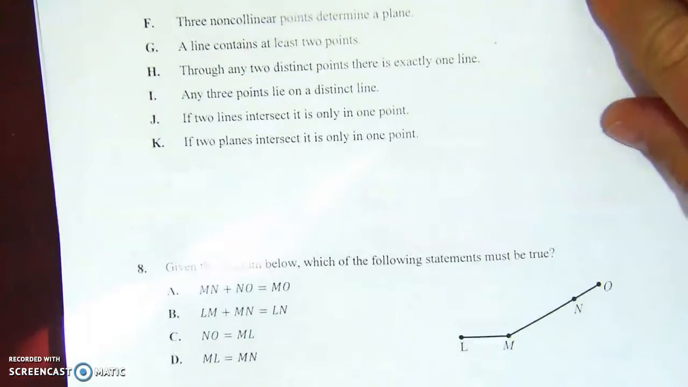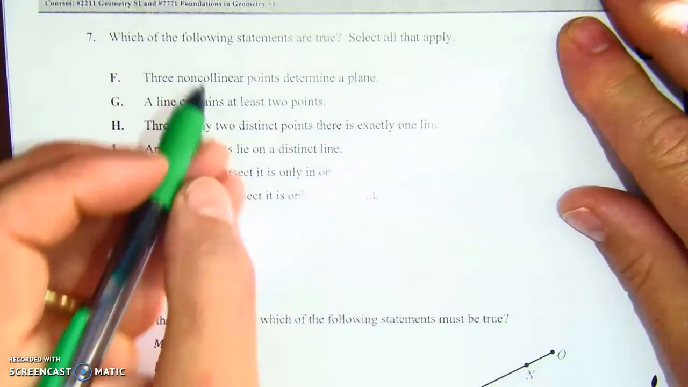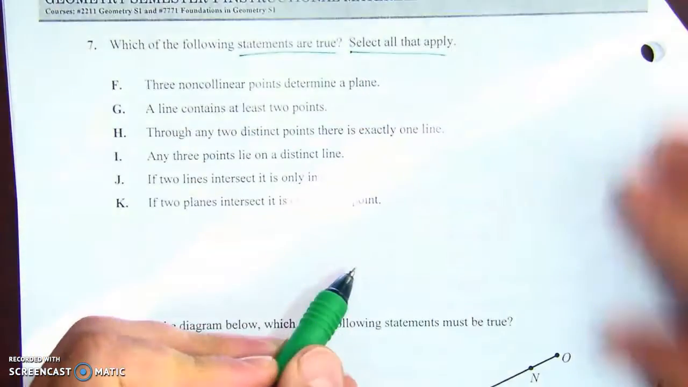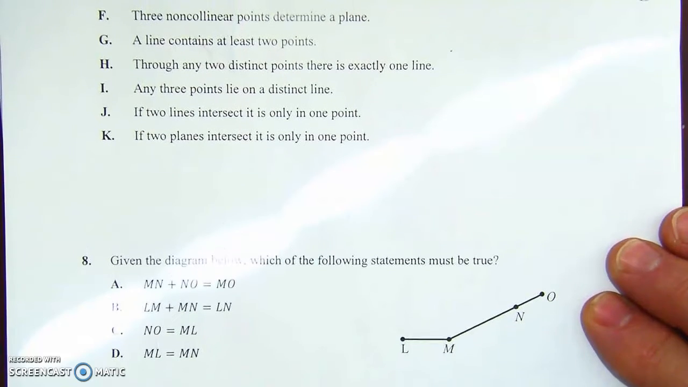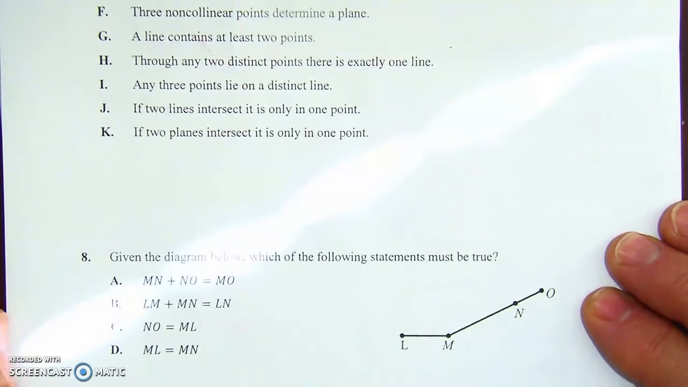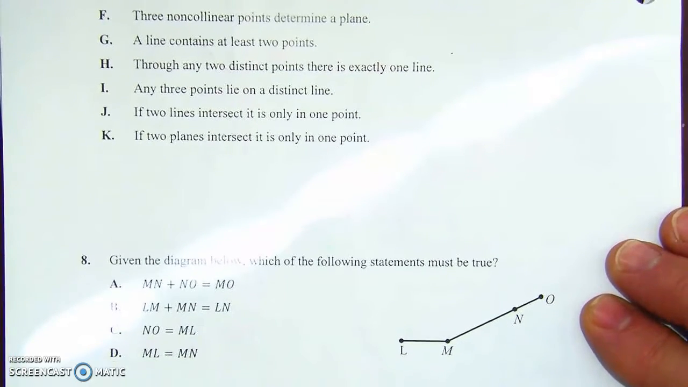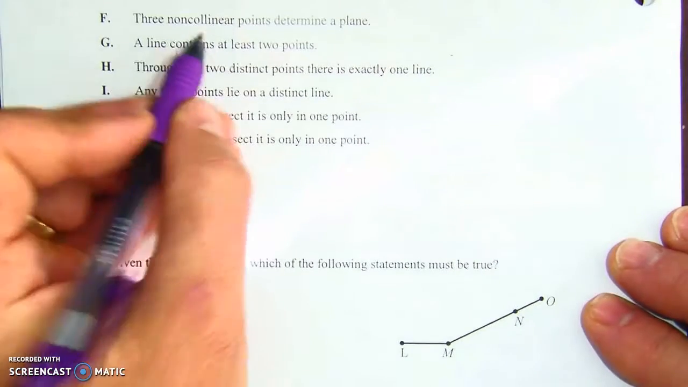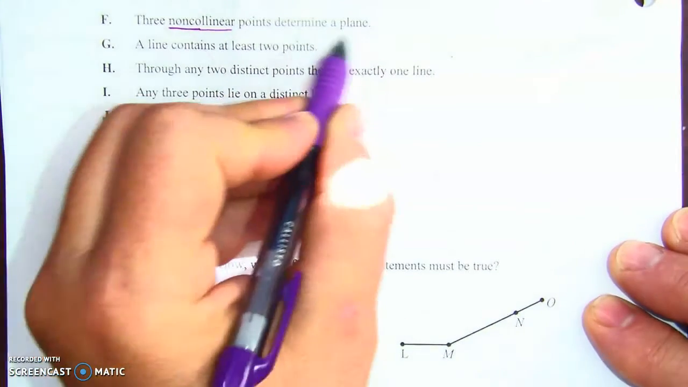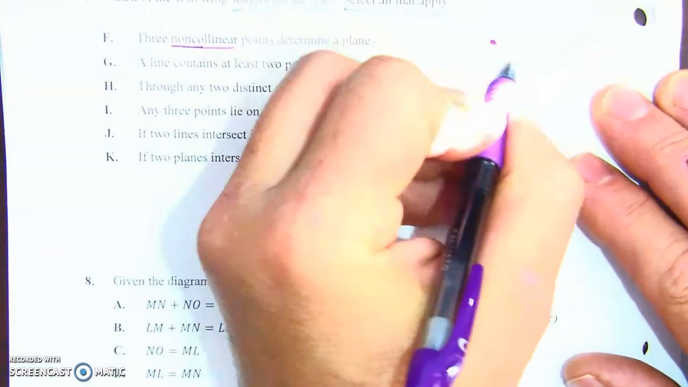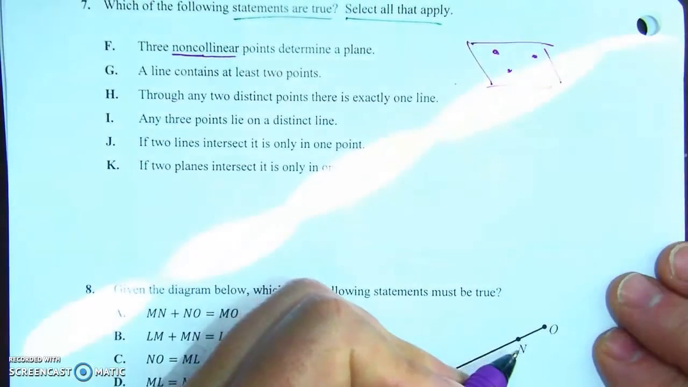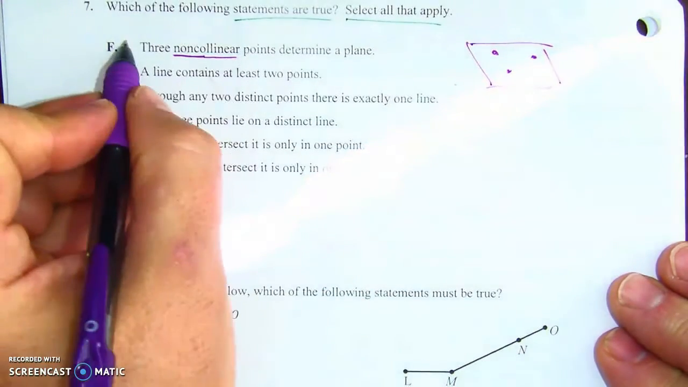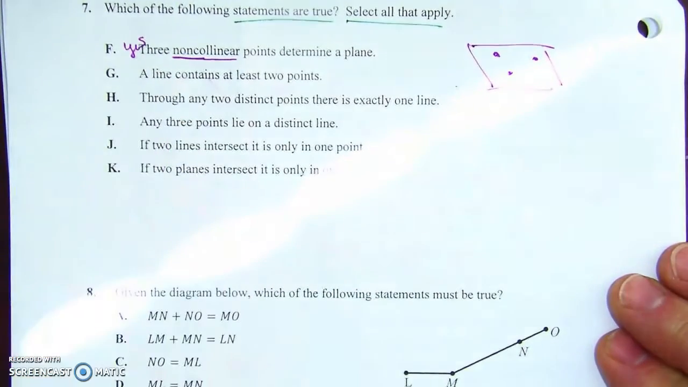All right, let's go on to question number 7. All right, same concept here again. It says which of the following are true, and it says select all that apply. There's a possibility that more than one of these could be true. Okay, so let's check it out. So 3, and the key word here, non-collinear points determine a plane. So if we were to draw 3 points, and we would draw our plane here, almost like a smiley face, does that consider a plane? The answer is yes.